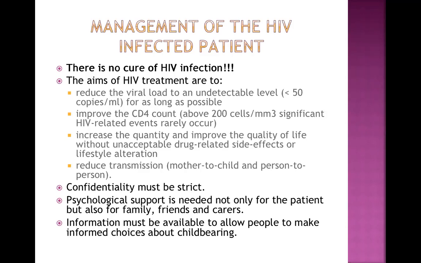Another important aim is to increase the quantity and improve the quality of life without unacceptable drug-related side effects or lifestyle alteration. That can also be done with the help of medicine. Improve the quality of life, prolong the life, that means quantity. If a pregnant lady is diagnosed with HIV and AIDS, then we must reduce the rate of transmission to the baby. We have to do that, and there are different ways to do that. So that is also another aim of the HIV treatment.